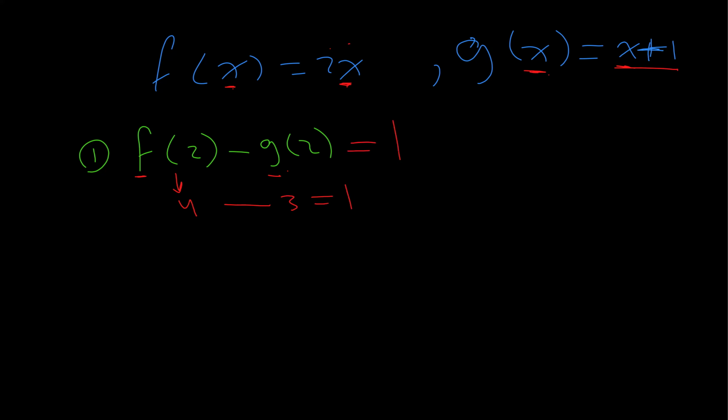So equals 1. So f of 2 means substitute 2 instead of x in the function f of x. Then g of 2 means replace x by 2 in the function g of x, which is what?